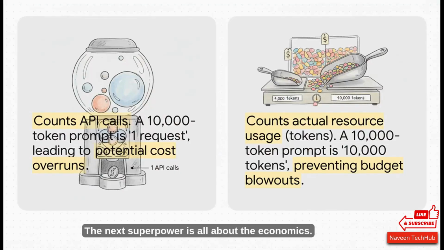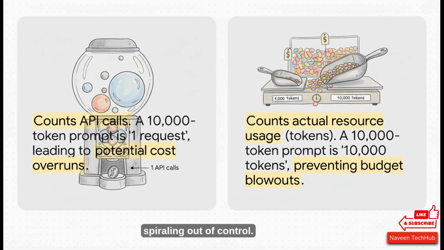The next superpower is all about the economics. We said it before, but it's crucial. Traditional systems count requests. AI gateways count what actually matters, tokens. This means you can finally set up smart budgets. Maybe your free users get 10,000 tokens a day, while your enterprise customers get 10 million. This is the only real way to stop those budgets from spiraling out of control.